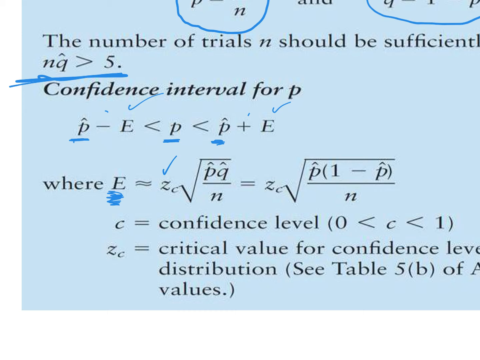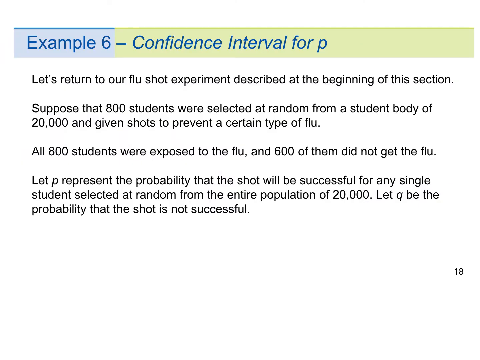90% is 1.645. 95%, 1.96. 98%, 2.33. 99%, 2.58. Plus you have the ability to find any other one by drawing the curve and doing a little bit of work. So Z of C, P hat and Q hat will be, in a sense, given to you, and N will be given to you. And don't forget to take the square root. So that's how we find our margin of error for a proportion question. So let's do a problem in its entirety.